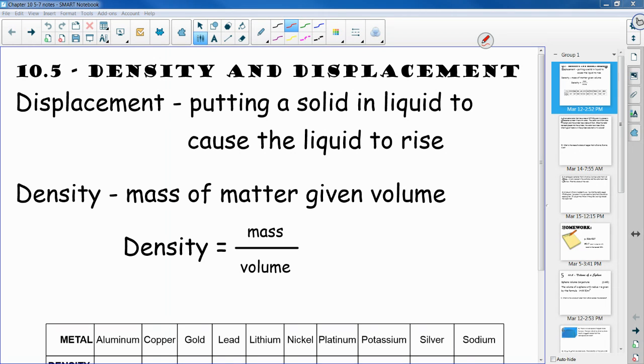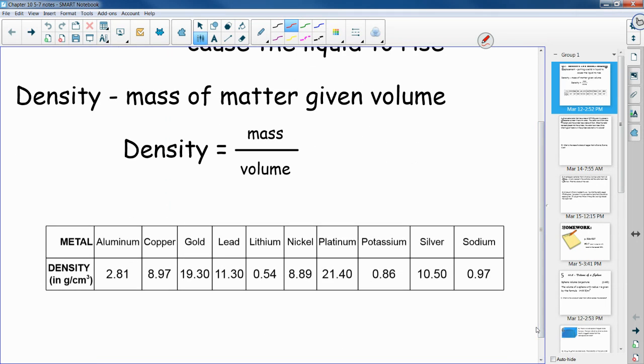Now I'm going to work on calculating density. Density is the mass of the matter divided by volume, right? So if we have mass over volume, that's how we find density. If you've taken earth science, you should know how to do this. Down here we have some metals and the densities that go along with them. These are going to be important as we work through today's lesson and our homework, knowing what these densities are, whether we're trying to figure out what the metal is or how dense something is. Okay, so that is our density.